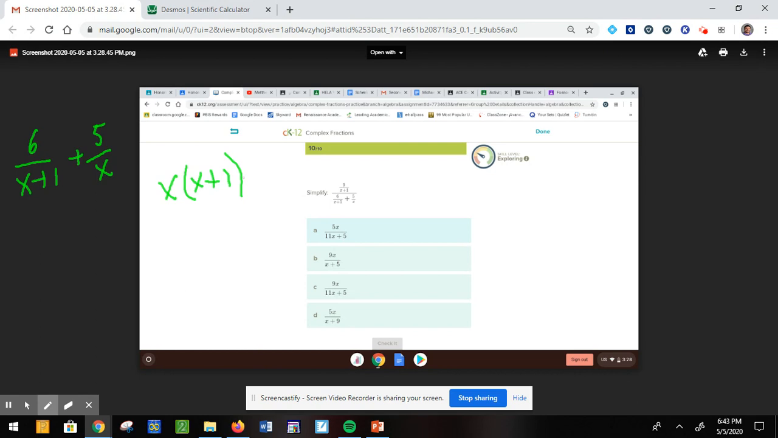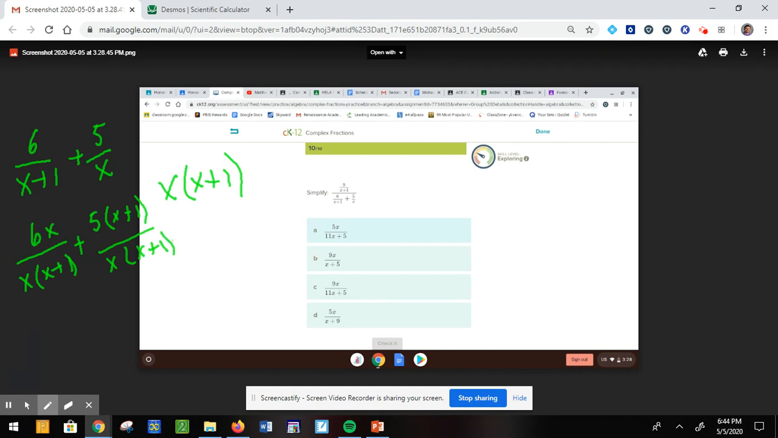That means the first fraction, you need to multiply numerator and denominator by x. So it'll be 6x over x times x plus 1. The second fraction, you need to multiply numerator and denominator by x plus 1. So it'll be 5 times x plus 1 over x times x plus 1.